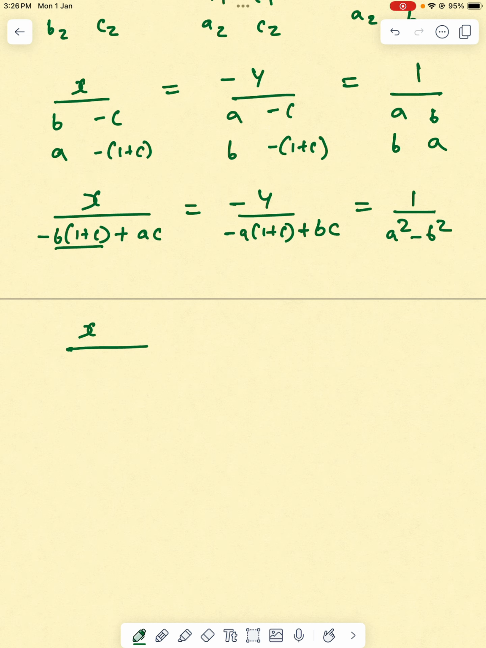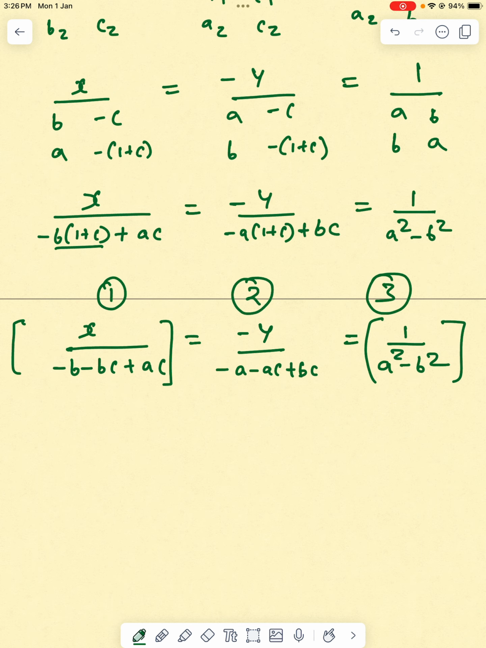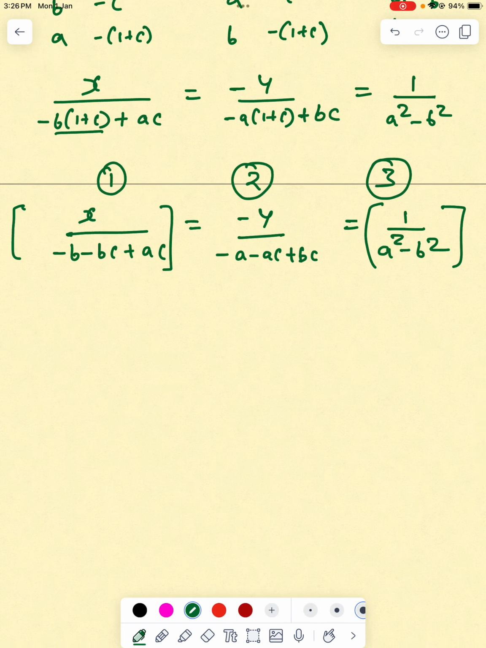Open up the bracket by multiplying: minus b minus bc plus ac equals to minus y upon minus a minus ac plus bc, right? Similarly 1 upon a square minus b square. So what we do, we will take two equations at a time to find the value of x and y. I am giving them number 1, 2, 3. So I take 1 and 3 for the first time, and second time we will take 2 and 3. So take 1 and 3 together.